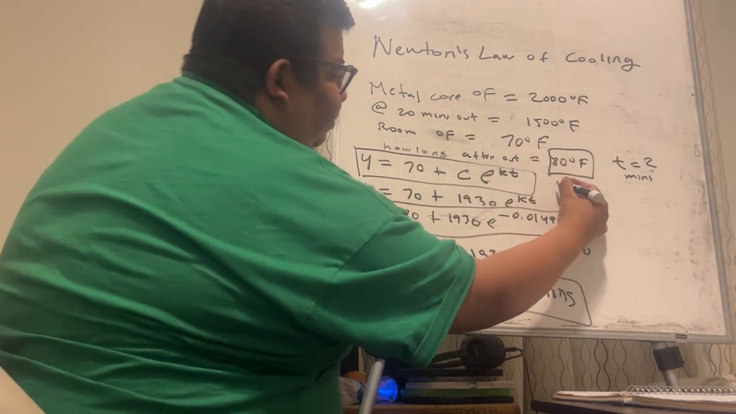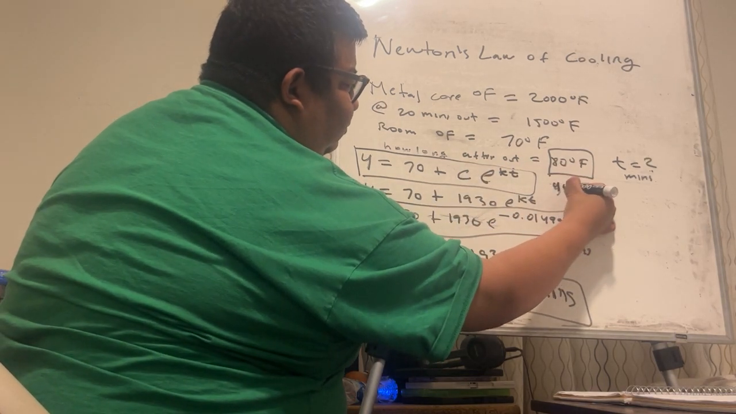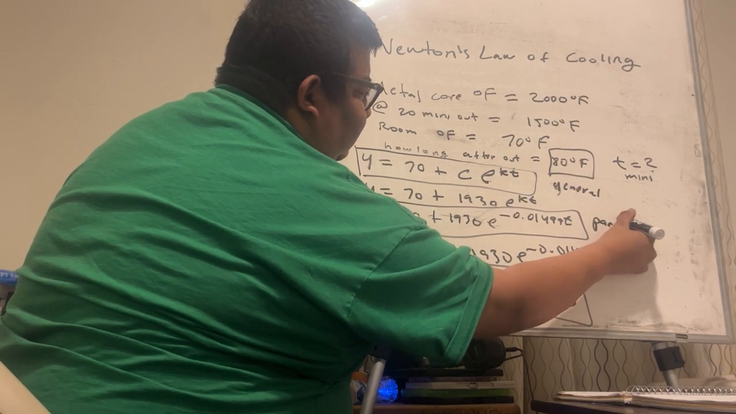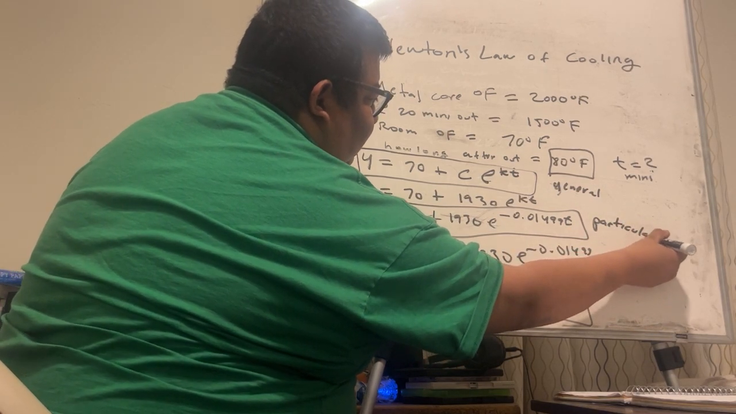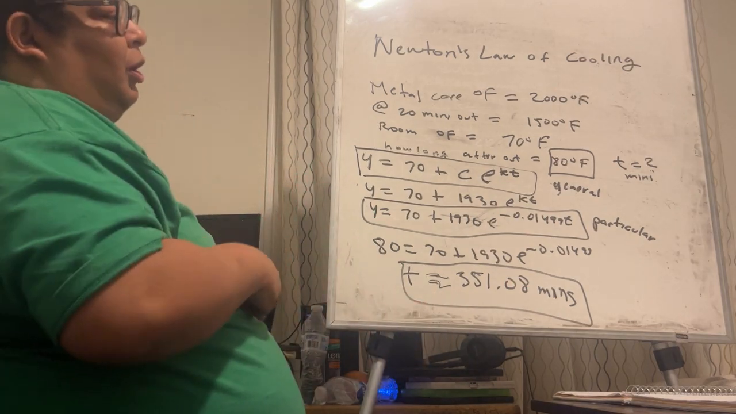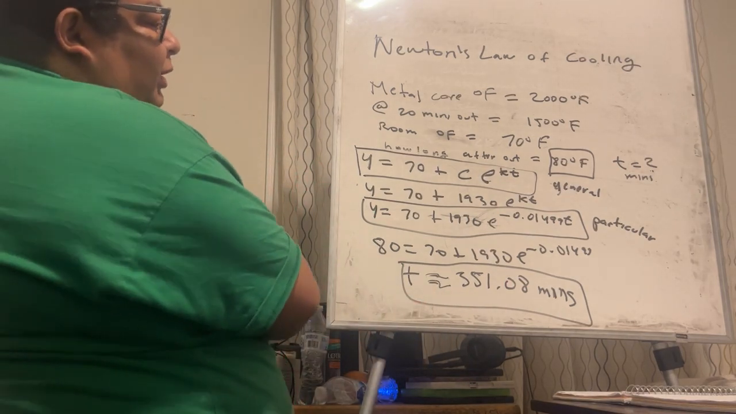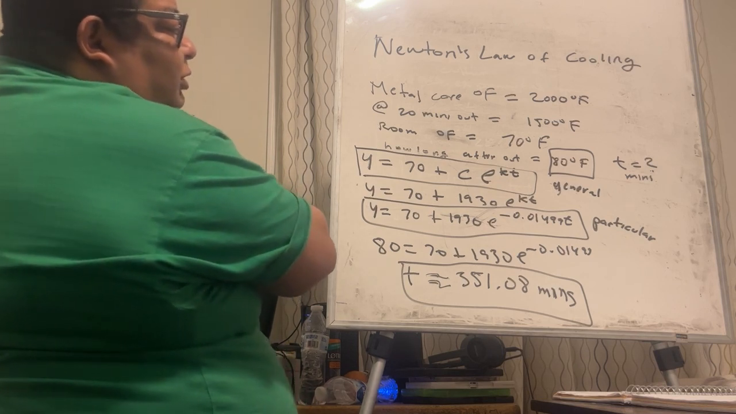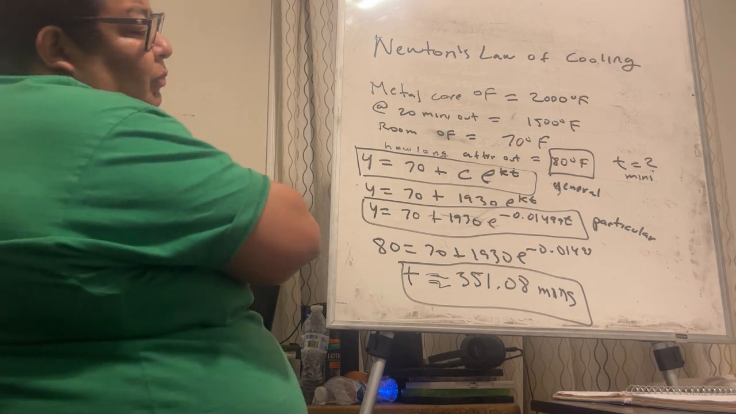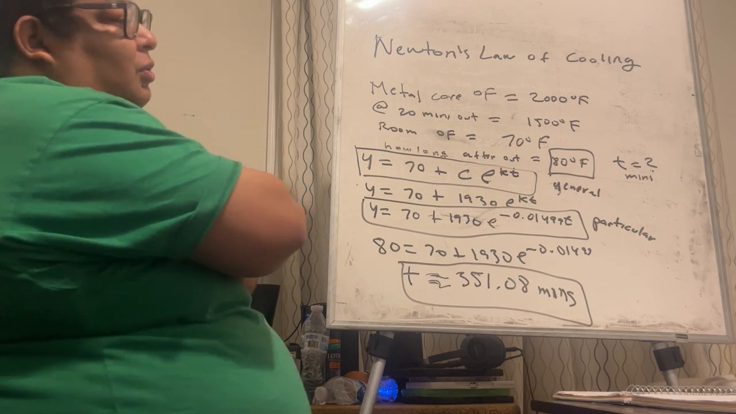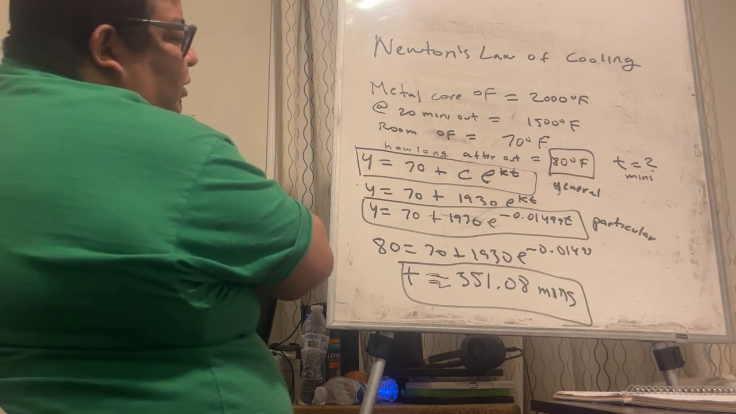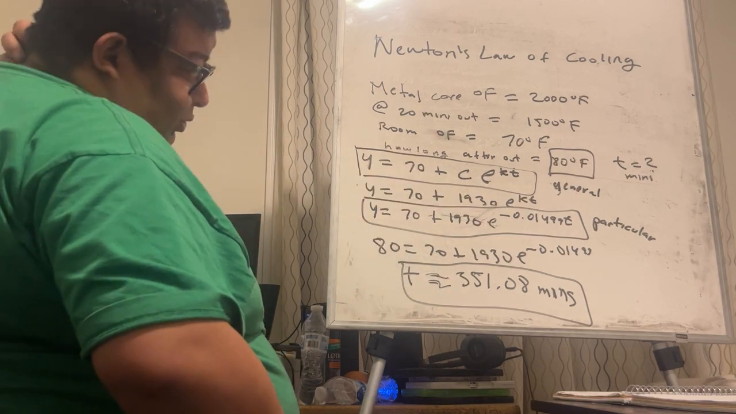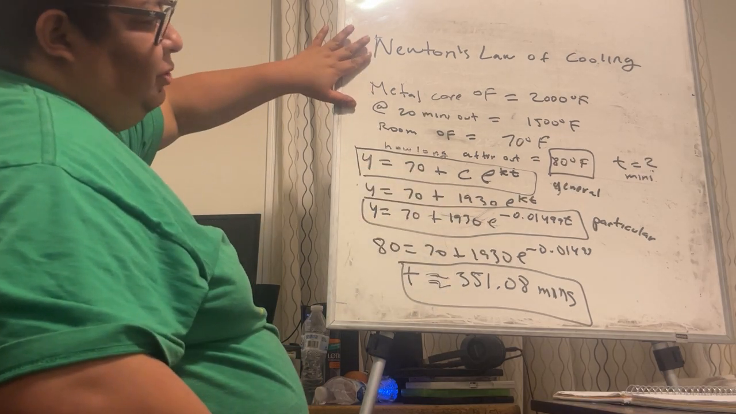So this will be your general solution, and this is your particular solution. Particular means that you found C and k, so you have specific parameters plugged into the general equation given the initial conditions.